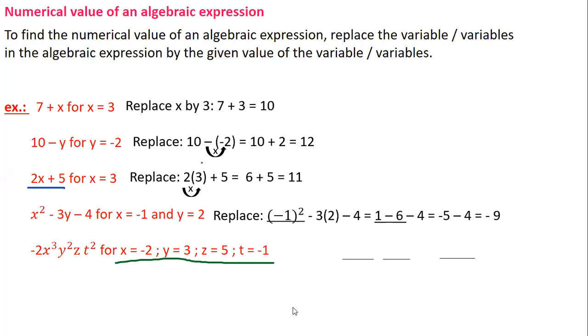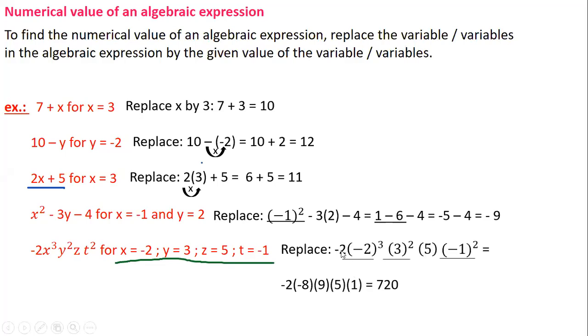And t we replace by -1. So if we do the replacement, see what happens. x we replaced it by -2 in between parentheses. y we replaced it by 3. z we replaced it by 5. And t we replaced it by -1.